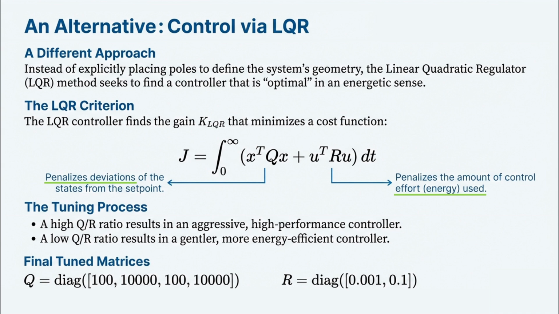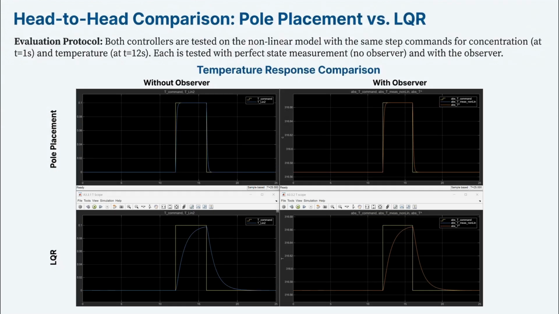The higher the Q/R ratio is, the higher the performance and the more aggressive our controller is. The lower the Q/R ratio is, the more gentle the whole reactor is and the more energy efficient it is. I found the following Q and R matrices as shown below. I compared the same model with pole placement and with LQR in these graphs, once with and once without observer. This is very interesting, as we saw that the observer sometimes is faulty, but this allows us to better compare the two.